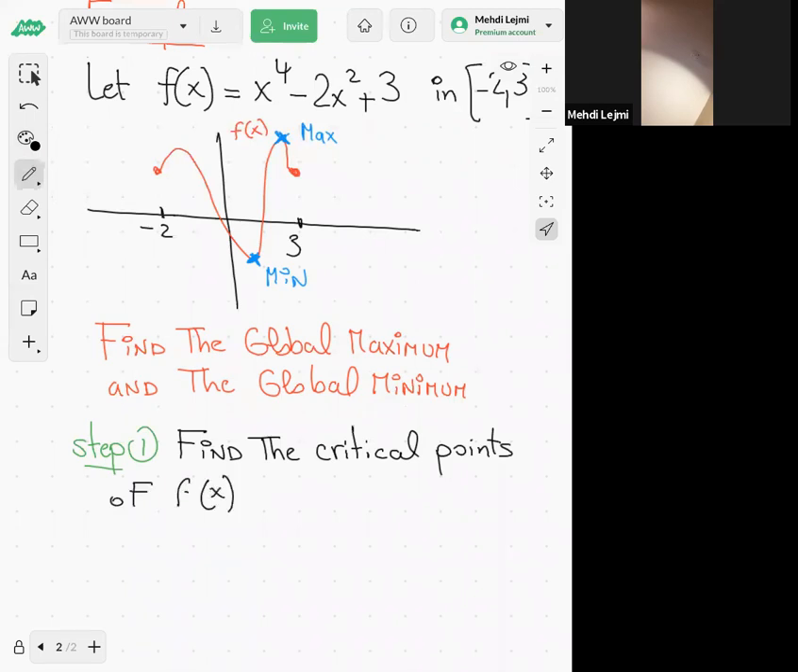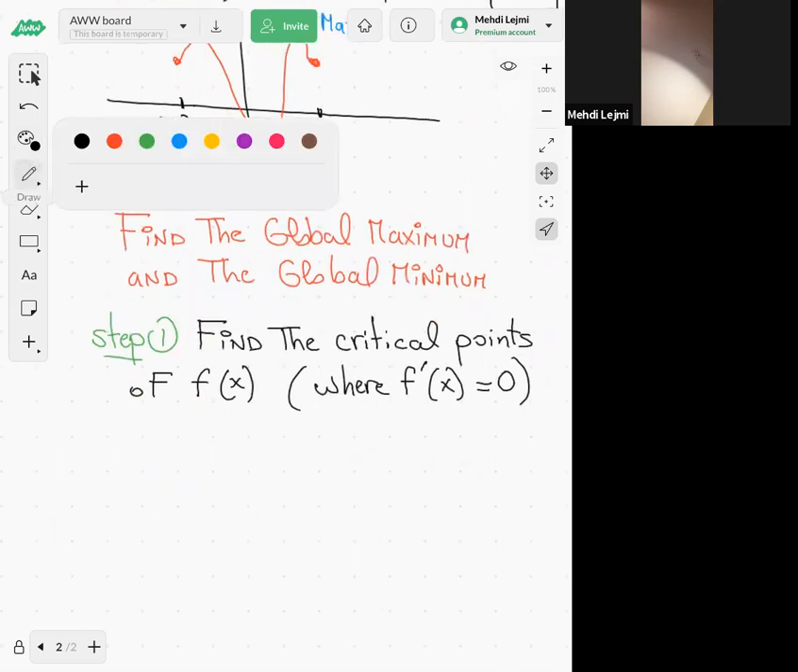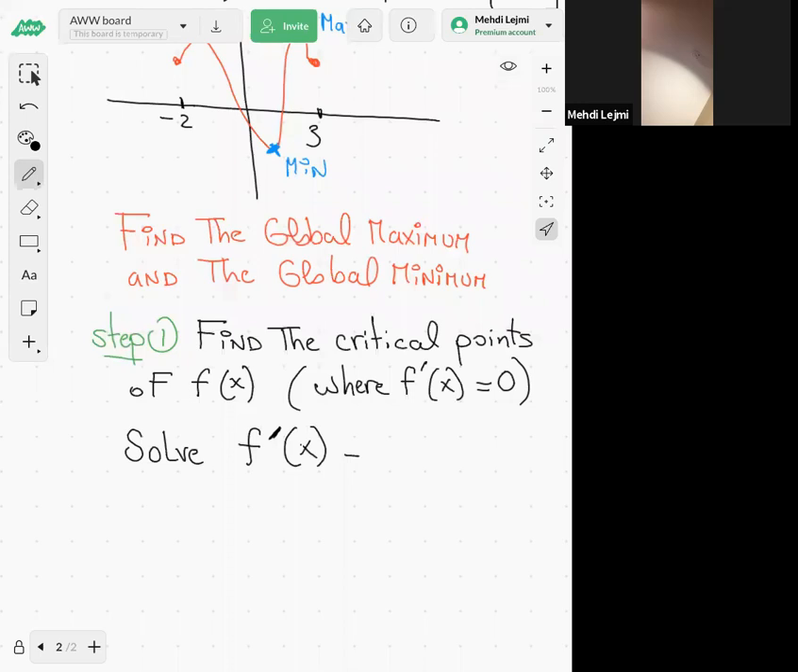Okay. So again, what does it mean, critical point? That's where the derivative is 0, right? So where f prime of x is 0. So we have to solve f prime of x equal to 0 to find the critical points.